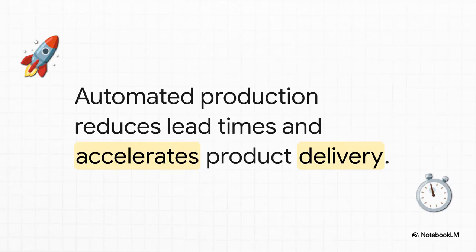Next up, speed. And this is a big one. When you automate the production process like this, you just slash the time it takes to build something. What that really means is you can get a new product from an idea, from that digital drawing board, into the hands of customers way, way faster.